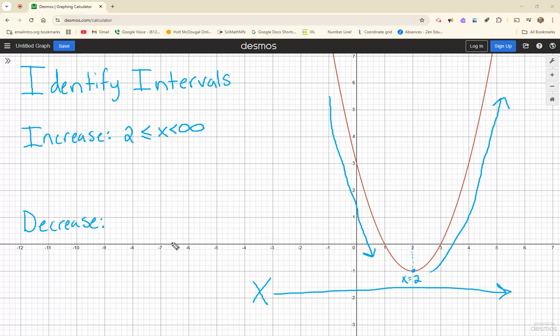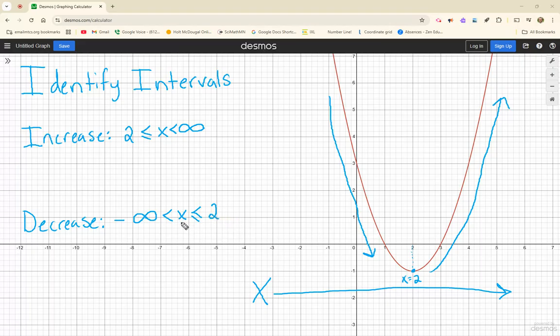To identify the decrease, we're just going to do the opposite. What is the furthest most left point that this graph starts to decrease at? Well, this might be a little bit more complicated, but again, it's as far left as we can go. So it's as negative x as we can go. So it actually starts at negative infinity. And so negative infinity is less than x, which is less than or equal to, well, how far does this interval of decrease go? Well, it stops at the 2 when x is 2.